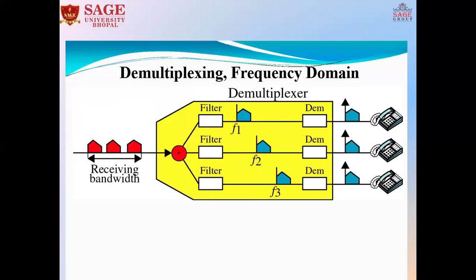Here is demultiplexing in the frequency domain. Again, the combined frequencies F1, F2 and F3 will be filtered to separate them out at the receiver end. The combined frequency will be filtered through these filters F1, F2 and F3 and passed through the demodulator. So this is one of the important types of multiplexing technique, frequency division multiplexing.